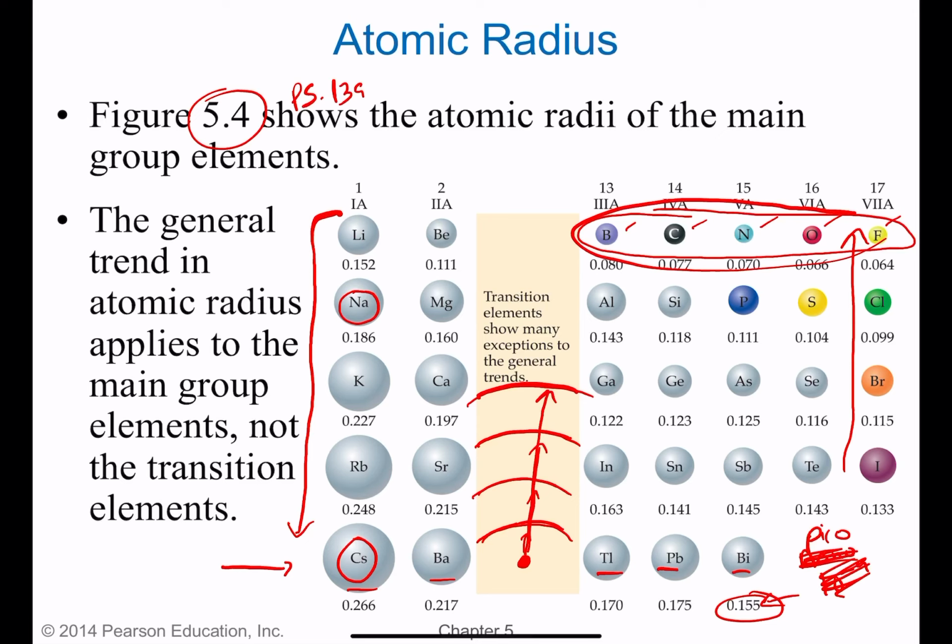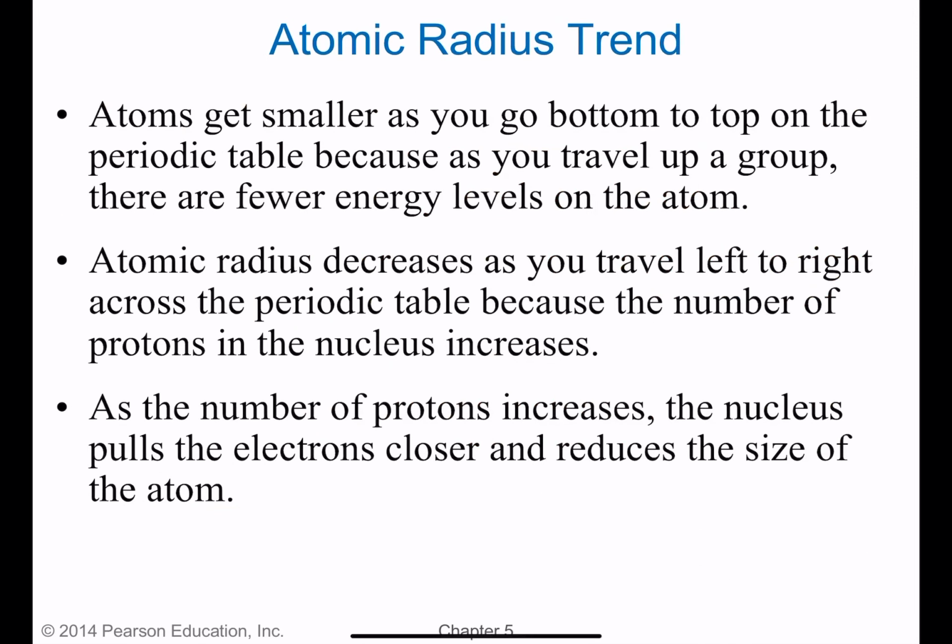In general, atomic radius applies to the main group elements, not transition metals. Transition metals have a few exceptions, because they can have multiple charges and sometimes don't follow the trends perfectly, but knowing the general trend is perfectly good. Generally, atoms get smaller as you go from left to right and smaller as you go from bottom to top. Atoms get smaller from bottom to top because as you travel up a group, there are fewer energy levels, and by fewer energy levels, again, we mean fewer electrons.